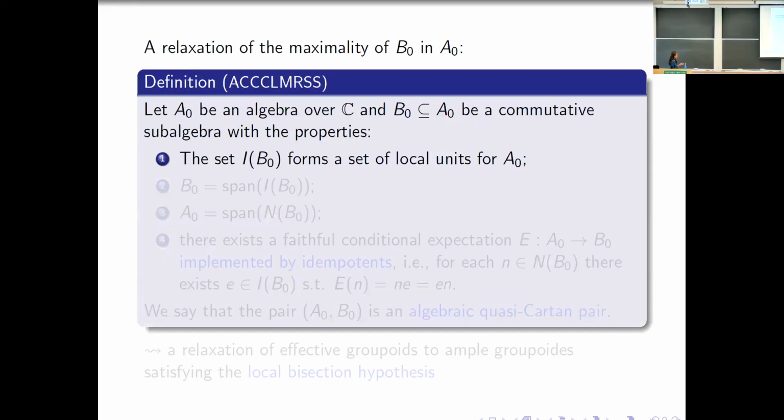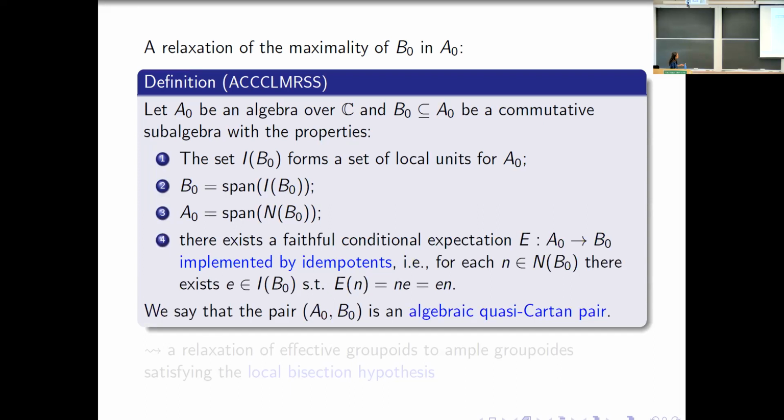So I will just show the whole slide. Again, I just look into the purely algebraic aspect. I start with an algebra over the complex numbers, and I have a commutative subalgebra. I just delete the requirement that the subalgebra be maximal. And I still have the other conditions. I still have the idempotents forming a local unit of the big algebra. Then my subalgebra is still the span of the idempotents. I still have the regularity.